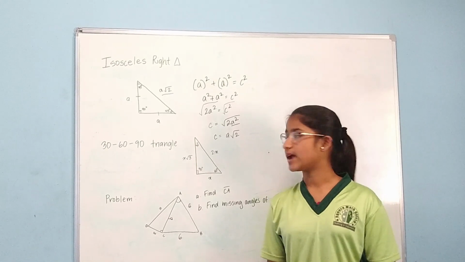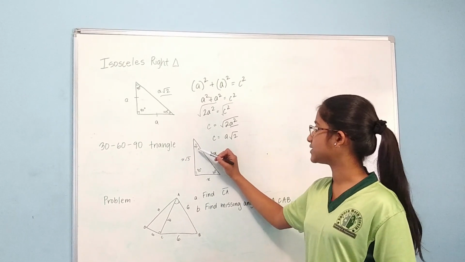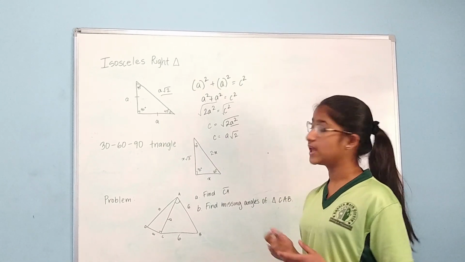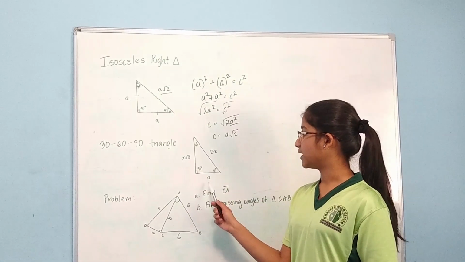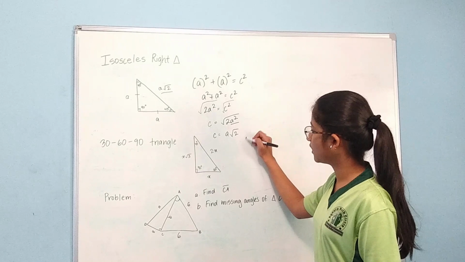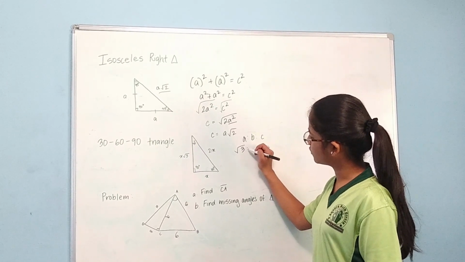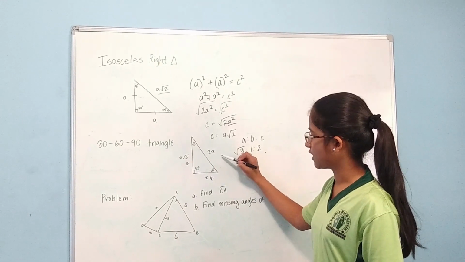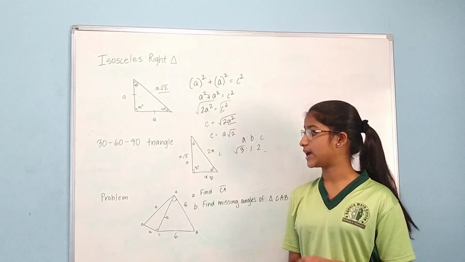So in the 30, 60, 90 triangle, the measure of this angle is 30, 60, and obviously 90. Now, in a 30, 60, 90 triangle, these will be the lengths of the sides: x rad 3, x, and 2x. So the ratio of a to b to c will always be rad 3 to 1 to 2. So that is something special about the 30, 60, 90 triangle.